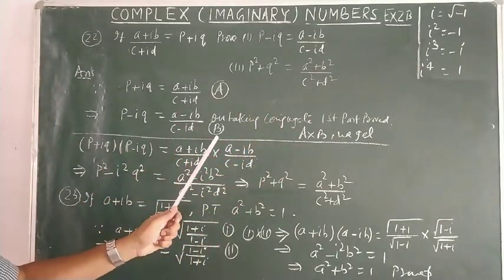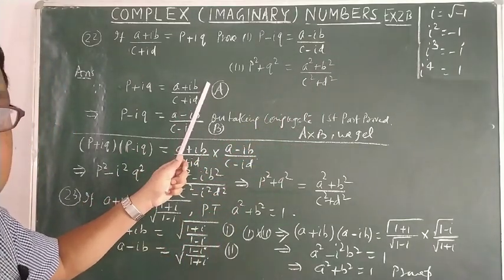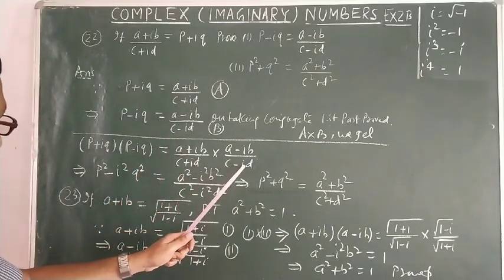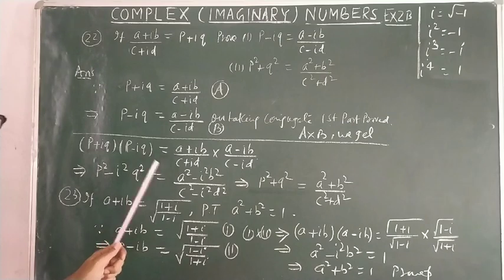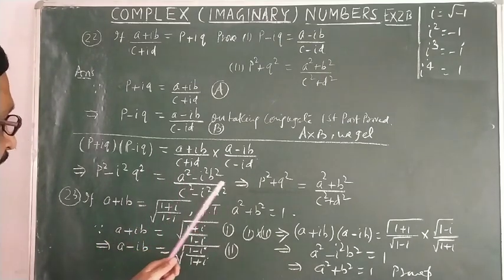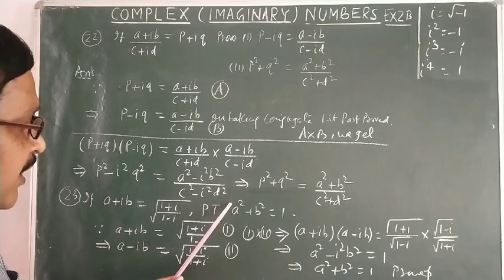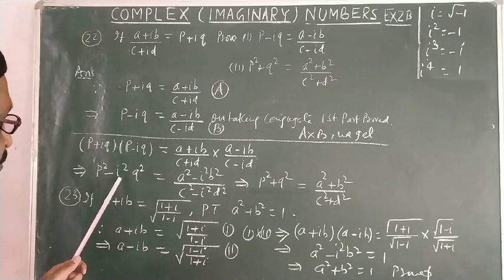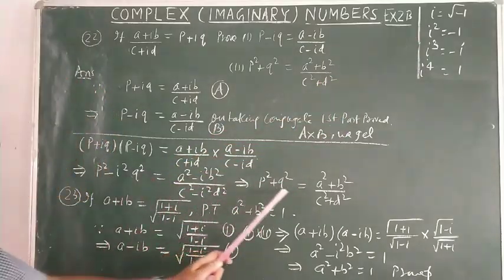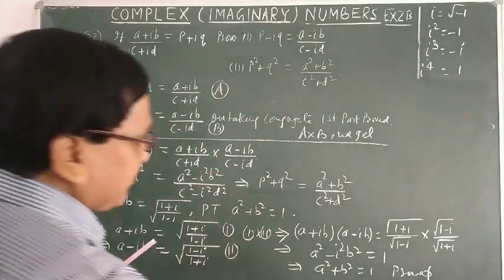Now multiply the two equations, a and b. Let them be denoted by equations a and b. So this into this is equal to this into this. After that, (a + b) into (a - b), everywhere (a + b) into (a - b), is a square minus b square. Now i square is equal to minus 1, so everywhere it becomes plus. So the second part is also proved.